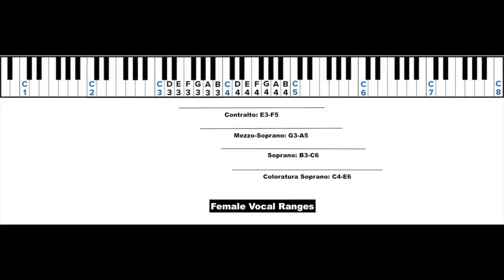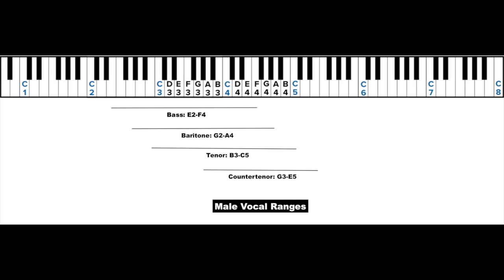Here's a quick guide for vocal ranges in female singers. A coloratura soprano typically sings from C4 to E6, soprano from B3 to C6, mezzo-soprano from G3 to A5, contralto from E3 to F5. And here's the guide for male singers. Countertenor sings from G3 to E5, tenor from B3 to C5, baritone from G2 to A4, and bass from E2 to F4. I dive into detail on each of these main 8 voice types on other videos on my channel.